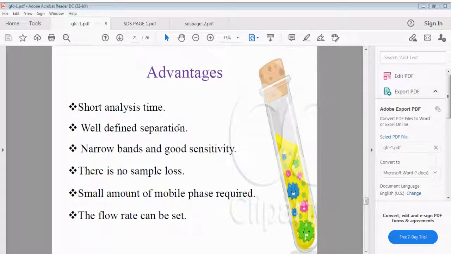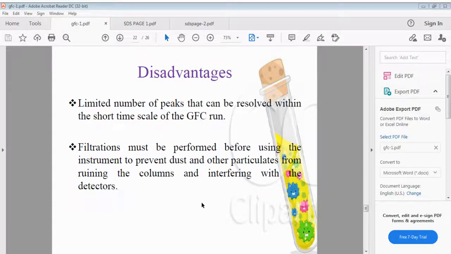So what are the advantages? Proteins can be separated in a faster time. Time taken is very less. Well-defined separation. If I show you a particular YouTube video, you can see how well the separation has taken place without any contamination. And the bands are narrow with good sensitivity. Sample loss is low. Okay, a small amount of mobile phase is required. No large volumes of mobile phase are required. The flow rate can be set. We can adjust the flow rate.